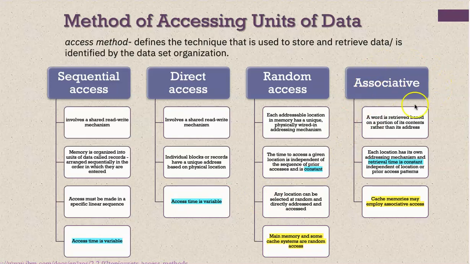And then we have associative. A word is retrieved based on a portion of its contents rather than its address. So it is identified based on some of its data instead of its address. So each location has its own addressing mechanism, and it is identified based on a portion of its data, and retrieval time is constant, independent of its location or prior access pattern. So prior execution is not going to affect the associative accessing unit. And then cache memory may employ associative access.